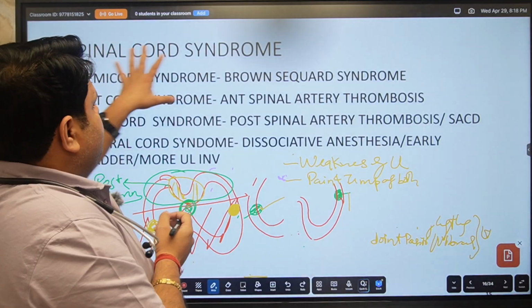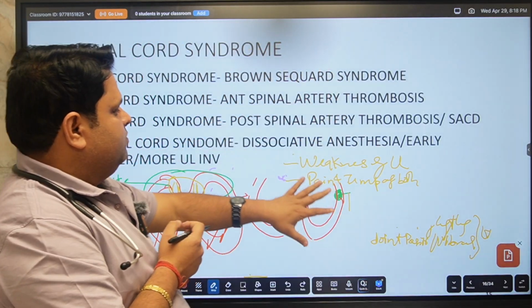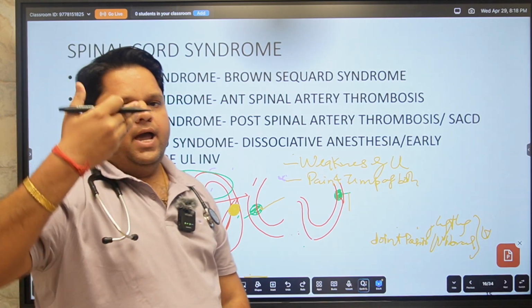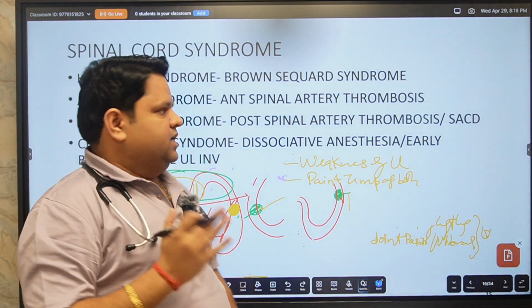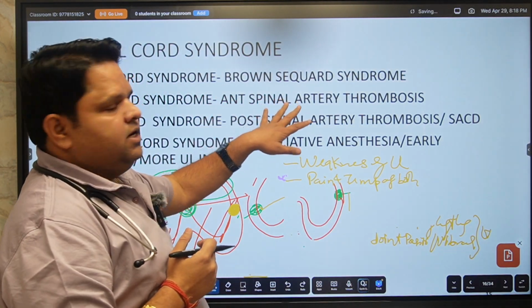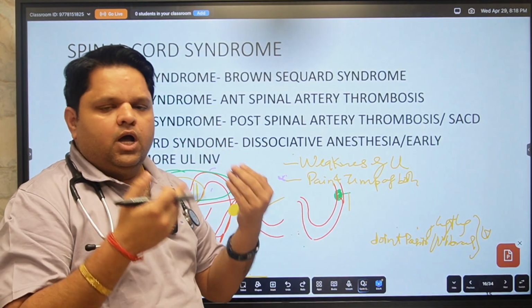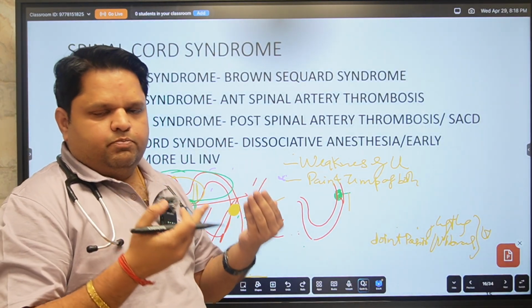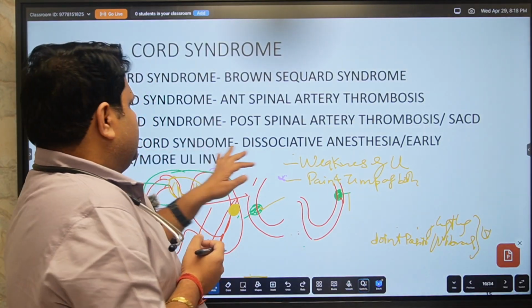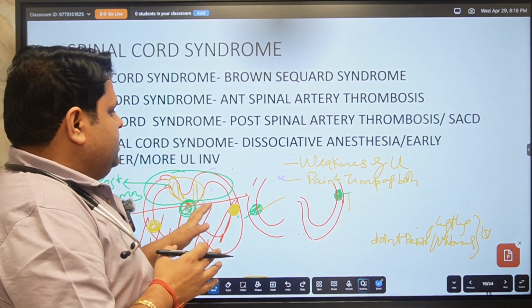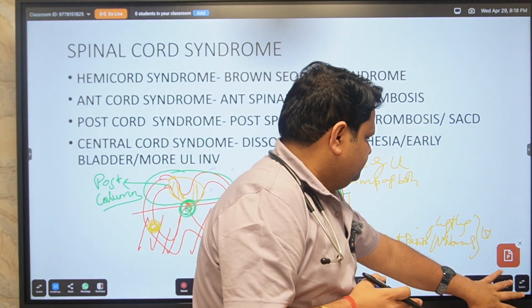So in hemicord syndrome, Brown-Sequard syndrome, there is weakness of one side, involvement of the posterior column on one side and pain and temperature on the other side. In anterior cord lesion, there is sparing of the posterior column. In posterior cord syndrome, there is sparing of pain and temperature and of strength. In central cord syndrome, there is dissociative anesthesia and early bladder involvement is seen.